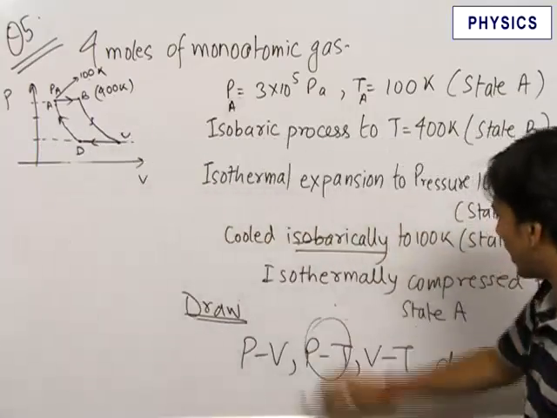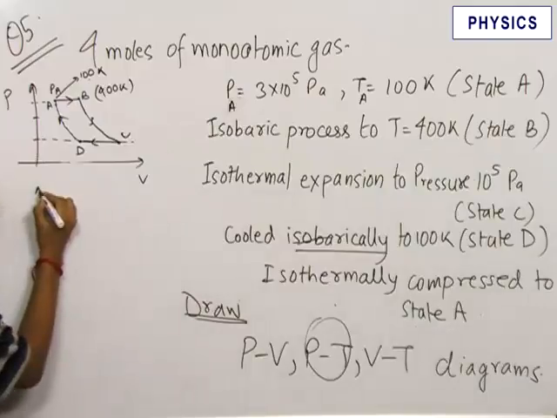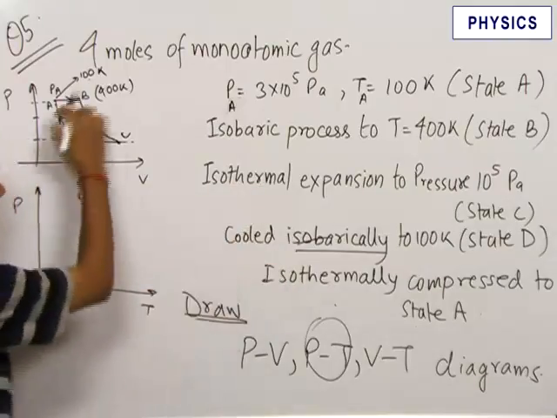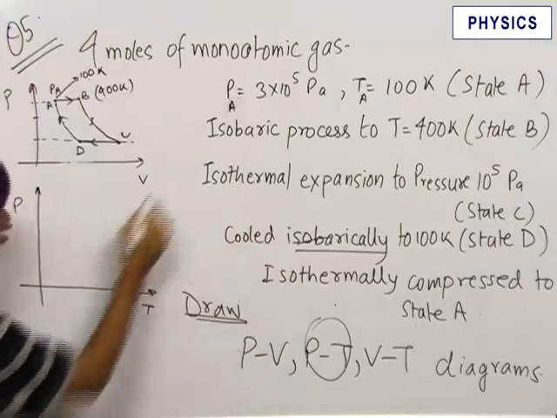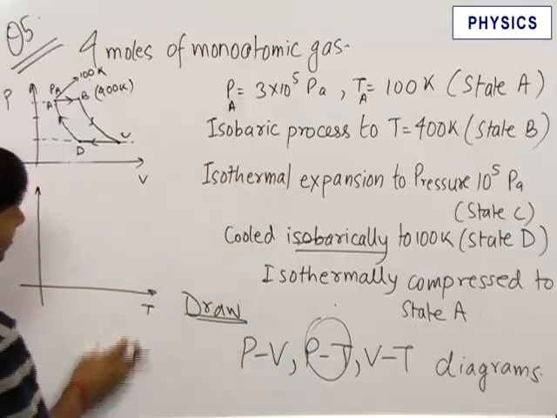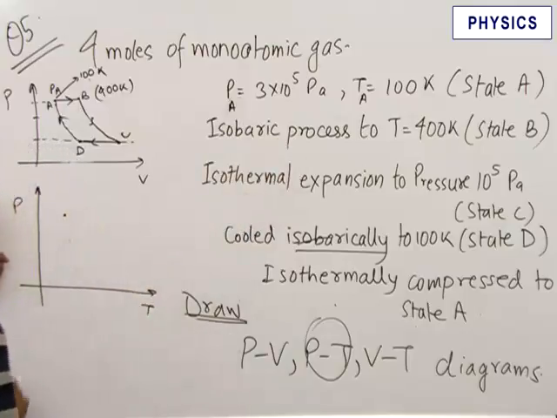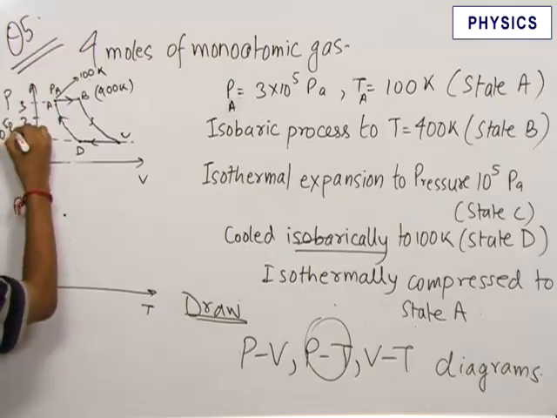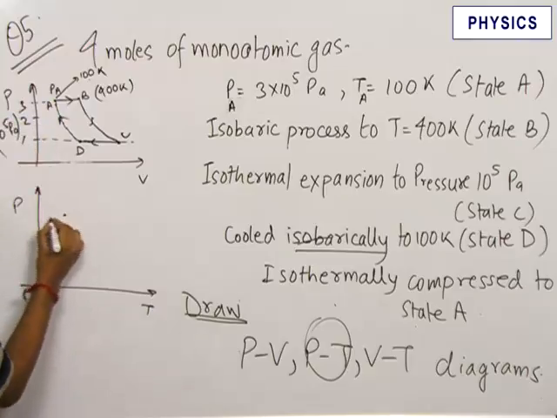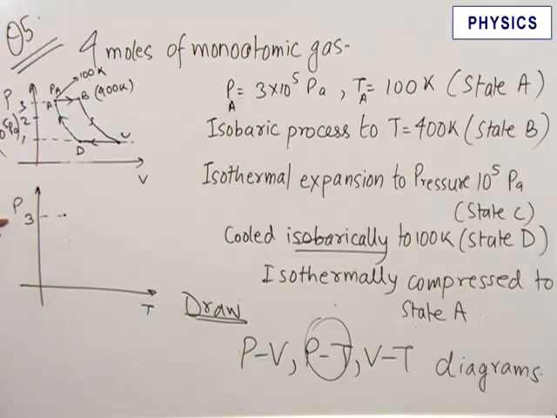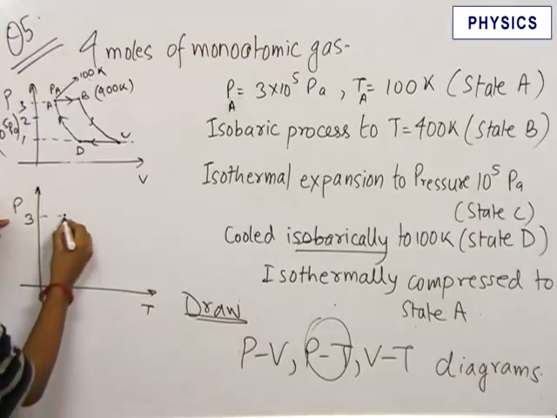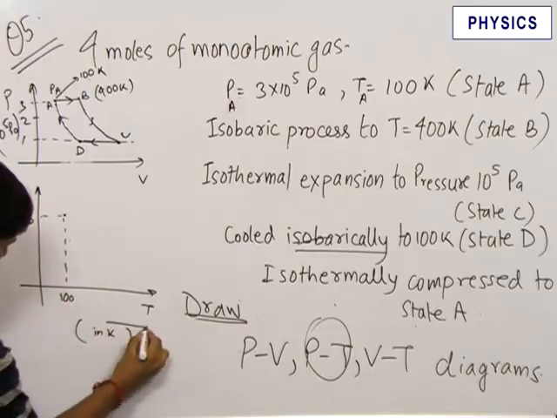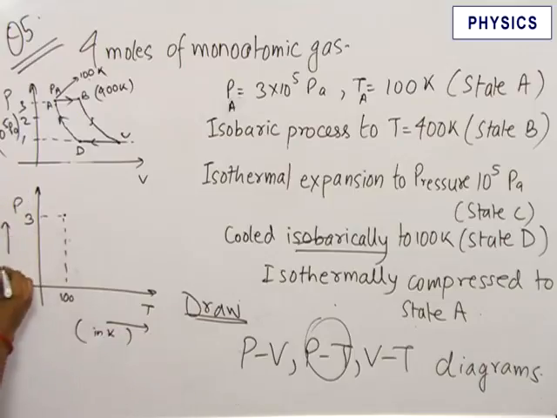Now for the second part, let us draw the PT diagram. For a PT diagram, this is how you should catch all the hints to make the graph. Now in a PT diagram, let us again start from the initial state, state A. The pressure was 3 × 10^5 pascals. This was 1, 2, 3 in units of 10^5 pascals. Let this be 3 × 10^5 pascals, 3 units on this side. The temperature was 100 Kelvin. Let this be 100 Kelvin temperature in Kelvin.